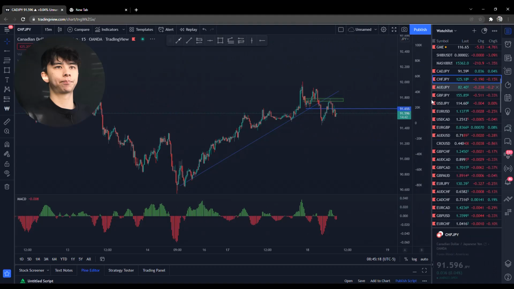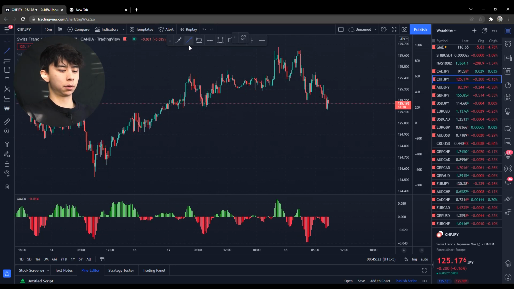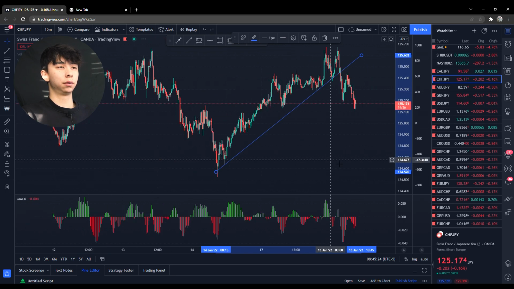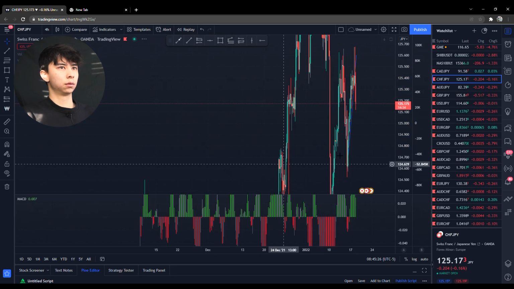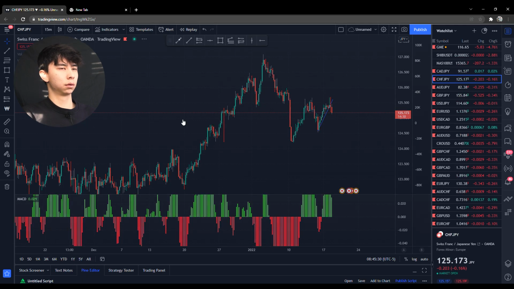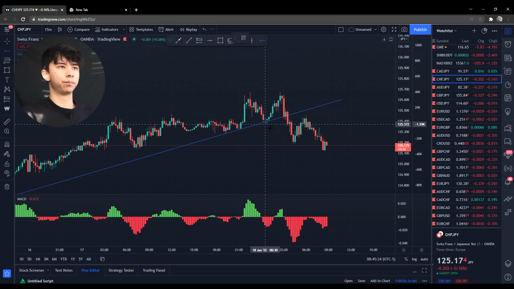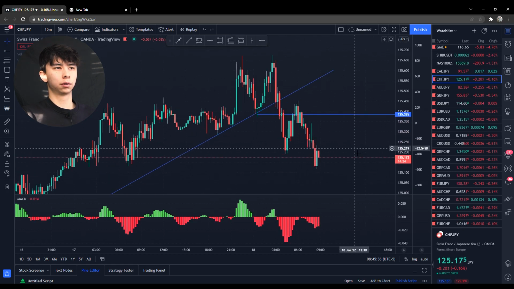Other than that, let's get into it. Chf Jpy. What do we have going on here? Have a nice little downtrend. We are in a downtrend on the higher time frame as well. We had an uptrend happening here. We did break some structure here.